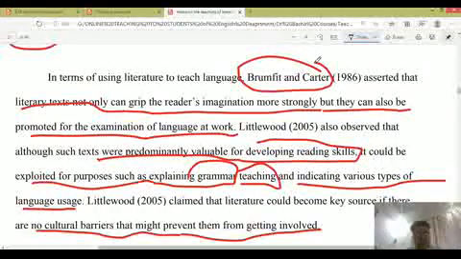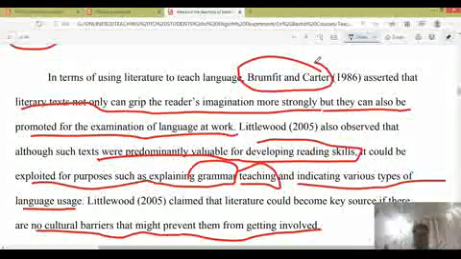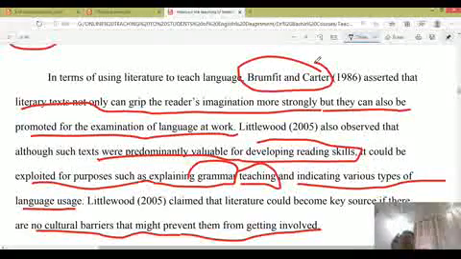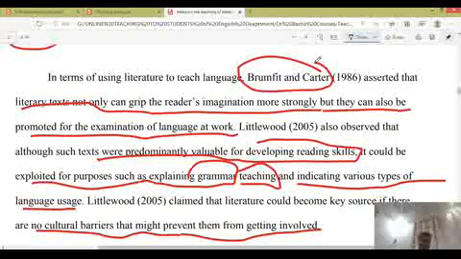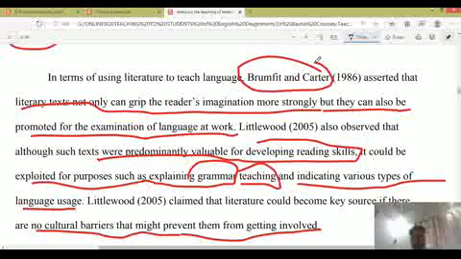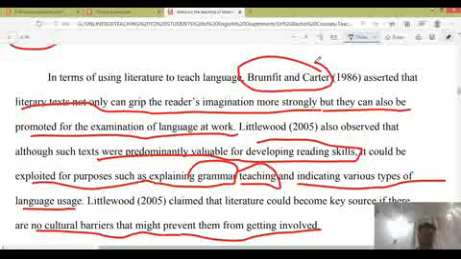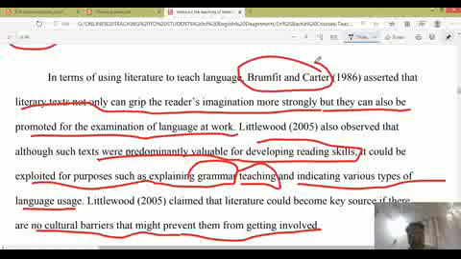So to teach language, Brumfitt and Carter, two other scholars, asserted that literary texts not only grip readers' imagination more strongly, but can also be promoted for the examination of language at work. If a reader understands a text, his interest is maintained, so his language would automatically be examined at work. Some other people have also said that the grip of a literary piece makes it predominantly valuable for developing reading skill in the student, and it could be exploited for purposes such as explaining grammar, teaching, and indicating various types of language use.